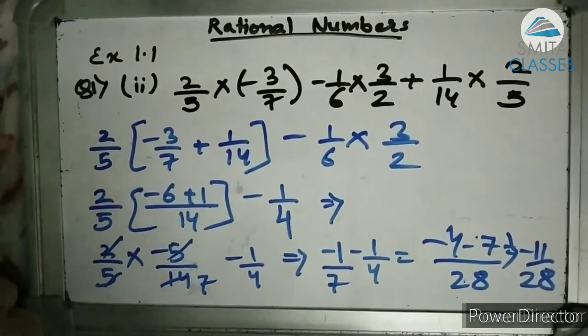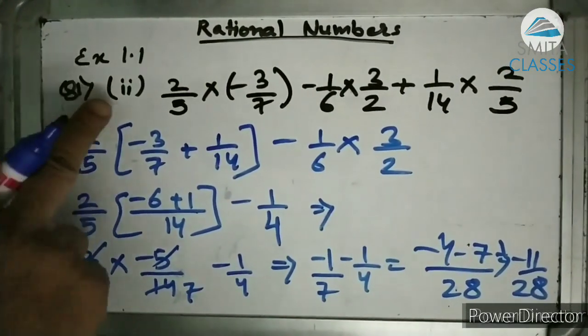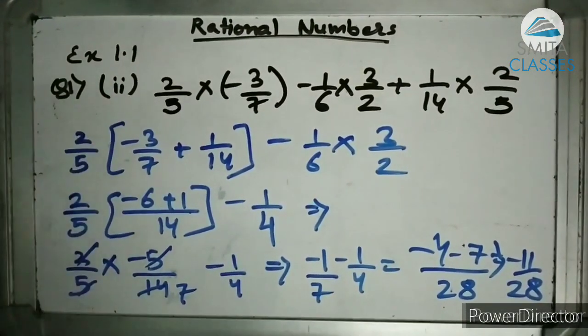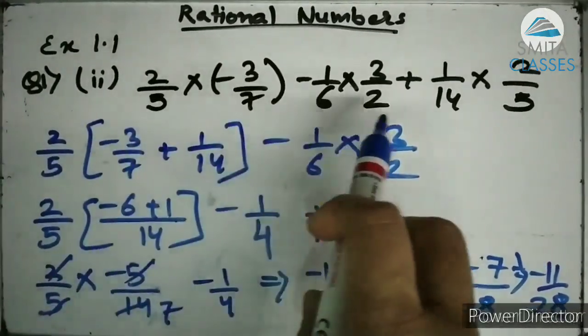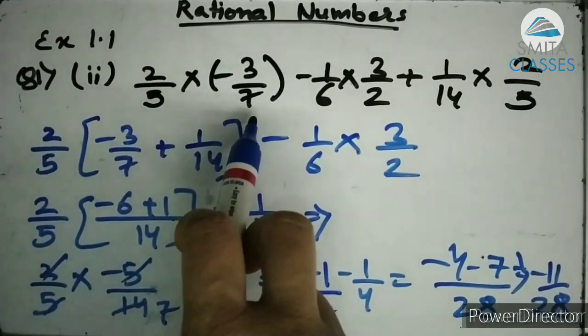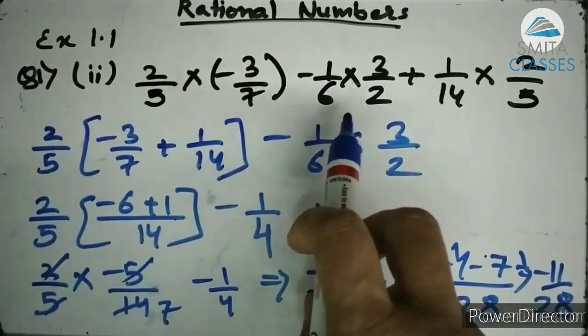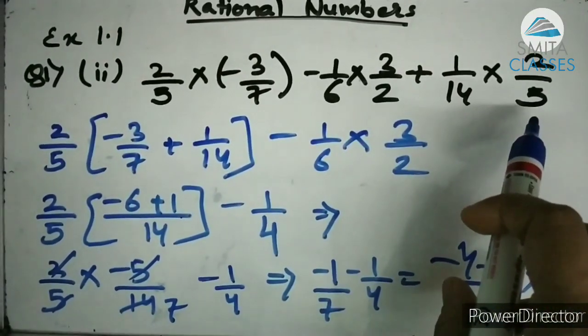This is the first chapter of the NCERT book, exercise 1.1, and from the first question I have taken the second bit of that question. Here the question is, using appropriate properties, we have to find the answer: 2 by 5 multiplied with minus 3 by 7, minus 1 by 6 multiplied by 3 by 2, plus 1 by 14 multiplied by 2 by 5.